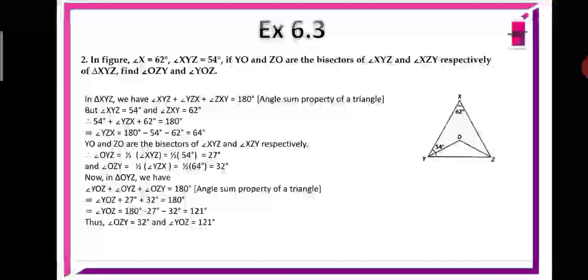Now angle YOZ equals 180 minus 27 minus 32, that is 180 minus 59, which equals 121 degrees. Thus in the question they asked OZY and YOZ. So OZY equals 32 degrees and YOZ equals 121 degrees.